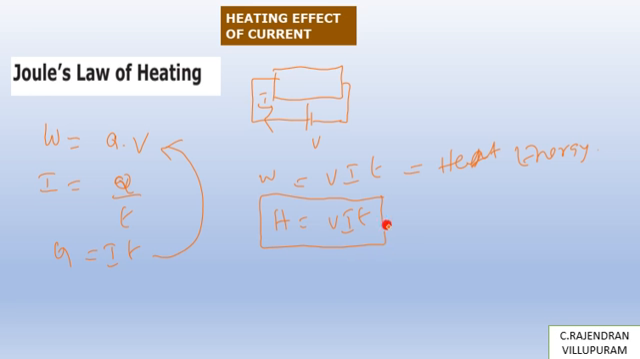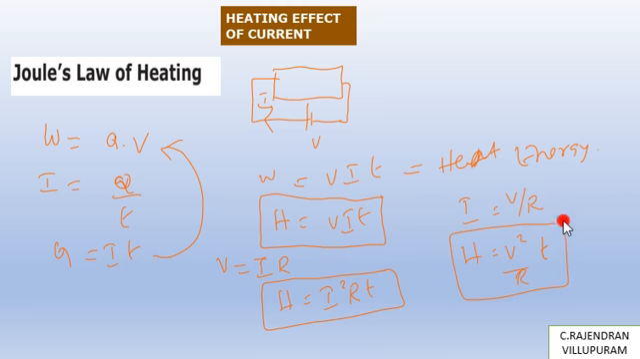So this can be written in another form. Suppose we use Ohm's law. According to Ohm's law, we know V equal to IR. Substitute the value of V here. So H is equal to I squared RT. This is also another form of Joule's law. Suppose you put I is equal to V by R, substituting V by R in place of I, you get H is equal to V squared by R into T. So all these 3 equations are equal, which represent the amount of heat energy produced in a conductor.